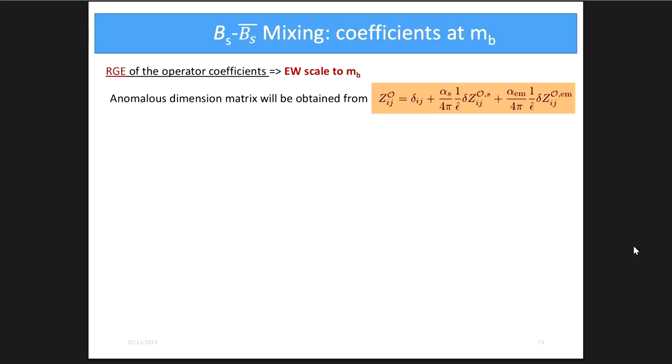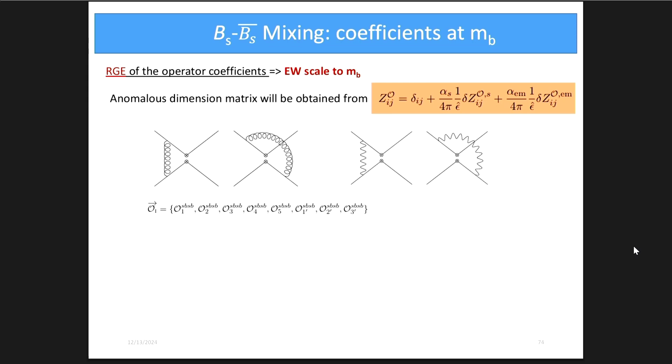So this anomalous dimension matrix will be only, as you have seen, the corrections that you are calculating because of gluon exchanges and photon exchanges. So basically it will contribute to your operator normalization here. This part, references I will provide, you can check from there. And these are the diagrams effectively that you need to calculate.